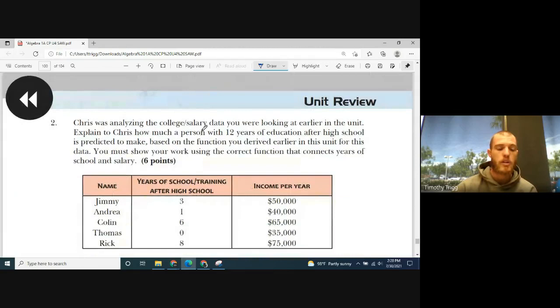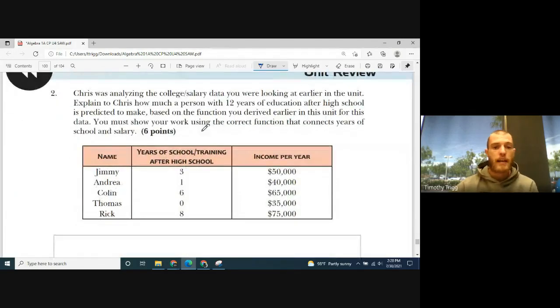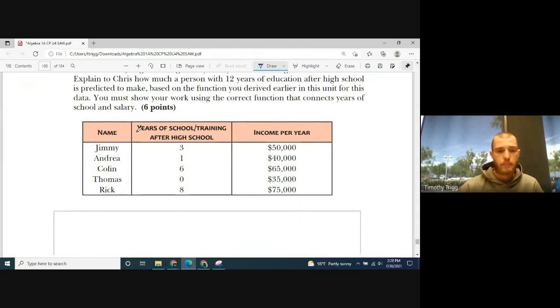Okay, let's move on to question 2. Chris was analyzing the college/salary data you were looking at earlier in the unit. Explain to Chris how much a person with 12 years of education after high school is predicted to make, based on the function you derived earlier in this unit for this data. You must show your work using the correct function that connects years of school to salary.